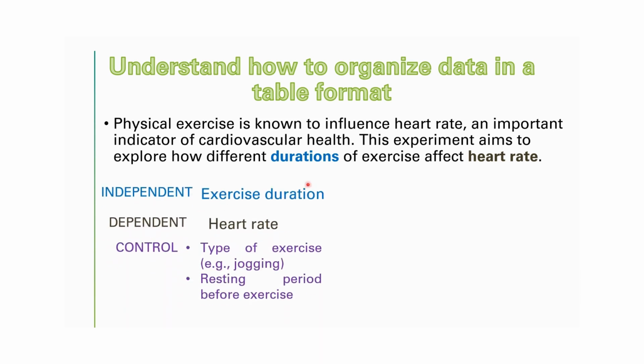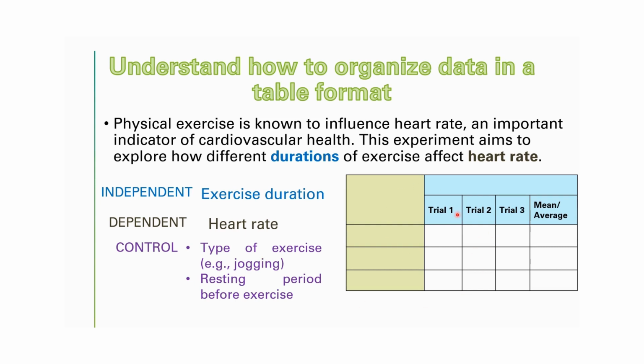The independent variable is something that we are changing, so we are changing the duration of the exercise. The dependent one is basically what we are observing. We want to observe the heart rate, what will happen during the exercise. And the control ones can be, for example, the different types of exercises and how much rest there will be between different periods of exercise.